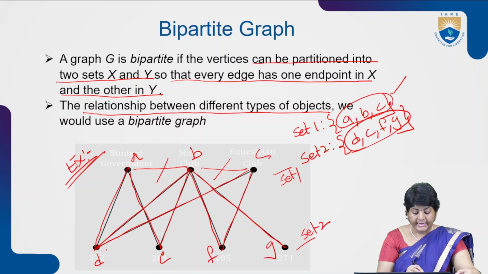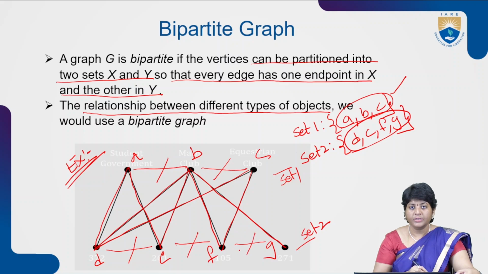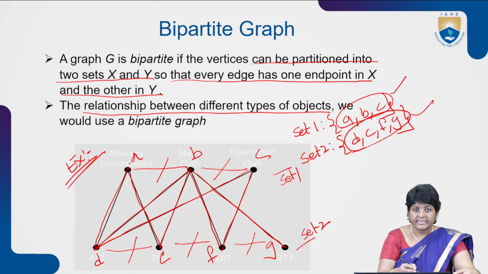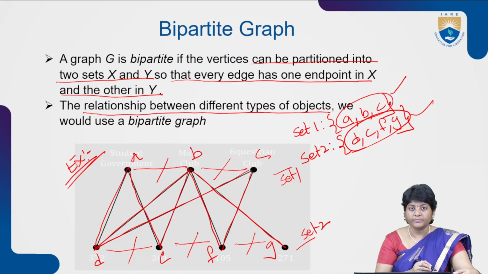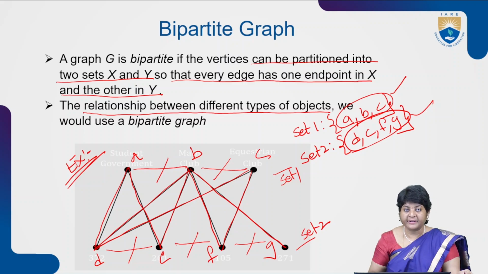And here D is not connected to E, E is not connected to F, and F is not connected to G. So these four vertices come under one set. This is set 2. So finally we can say that if there is any relationship between a vertex of the first set and a vertex of the other, then that belongs to set 2. Fine. So this is bipartite.